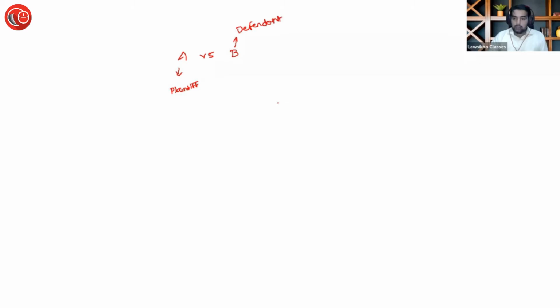There may be a suit wherein what will happen, two plaintiffs are coming together and they are filing a suit against a defendant. This is known as joinder of plaintiff. ऐसा हो सकता है कि A and B versus C. In this case, what is happening? Two plaintiffs are coming together. And why they are coming together?